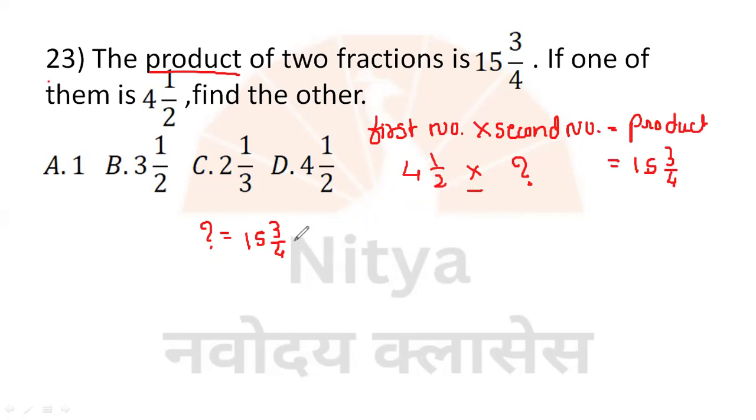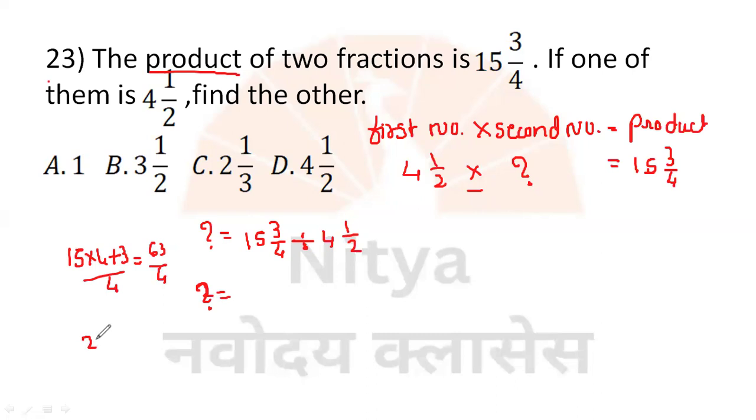When we transfer to the right side, that becomes division. So 4 is to 1 by 2. Okay, so how do we find it? First of all, we have to convert this into an improper fraction. So 15 into 4 plus 3 divided by 4. You know that now. What comes? 63 divided by 4.